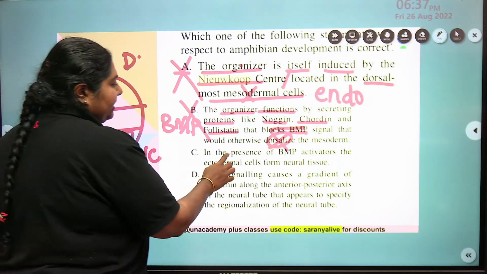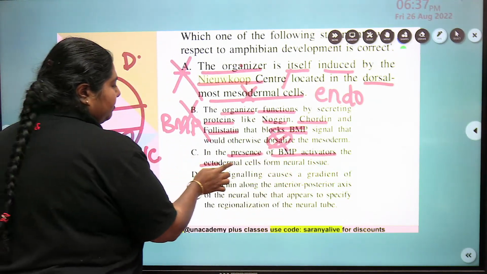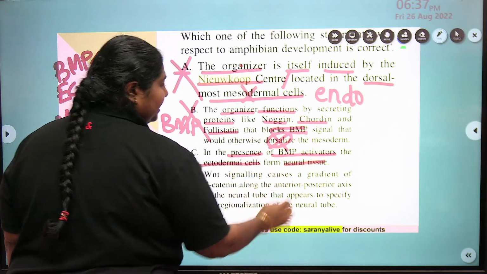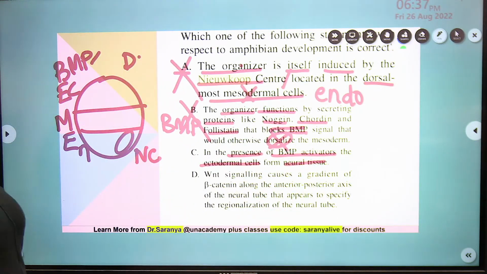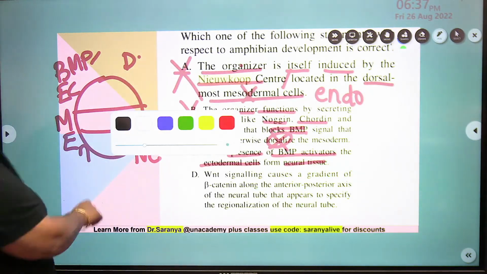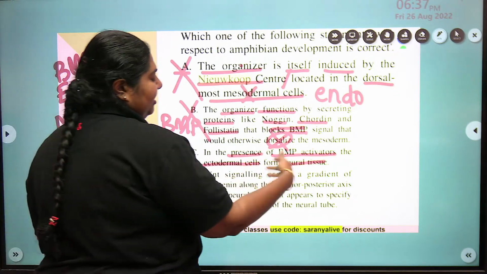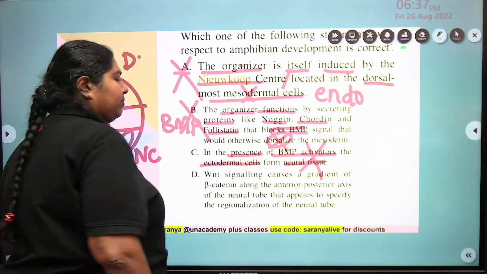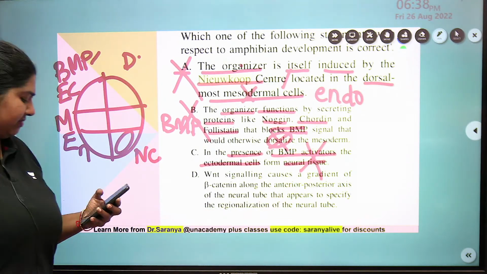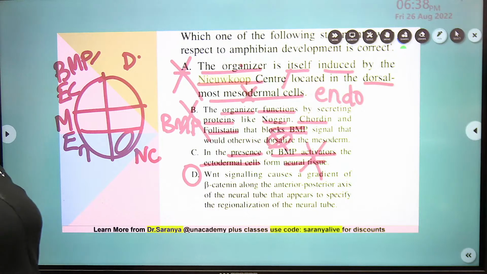Okay, the next one. In the presence of BMP activator, the ectodermal cells will form neural tissue. Any possibility? BMP is for your ventral. So neural is your dorsal. So this is also eliminated. So obviously which should be your right answer? It should be D. Let us see what this D is.